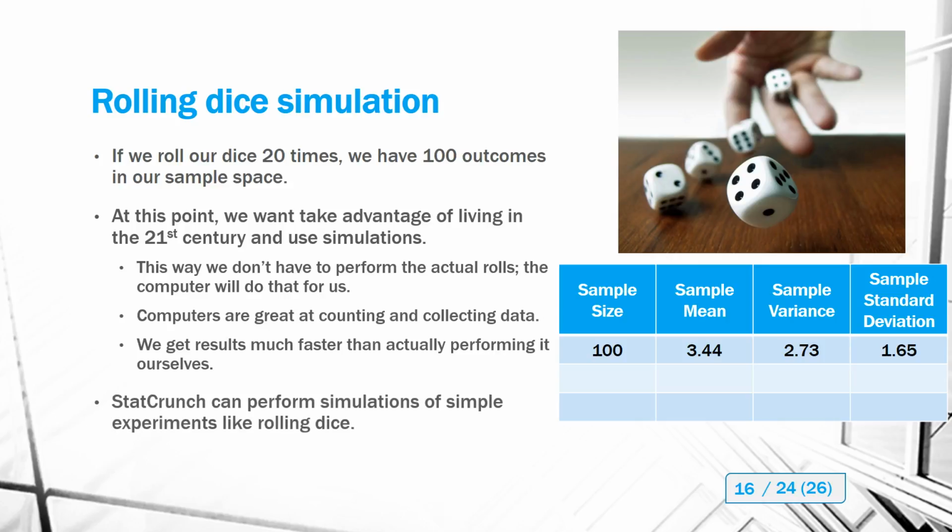And fortunately for us, StatCrunch has the ability to perform simulations for simple experiments like rolling dice. It's built into the software. So let's see what would happen if we go 1 and 2 orders of magnitude above where we stopped physically rolling dice. So if our sample size is increased from 100 to 1,000, what do our sample statistics look like? Likewise, if we go to a 10,000 sample size, what does our sample mean, variance, and standard deviation look like?